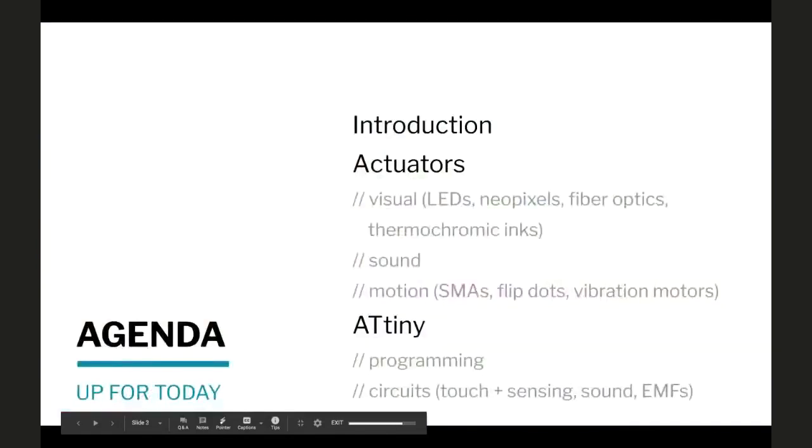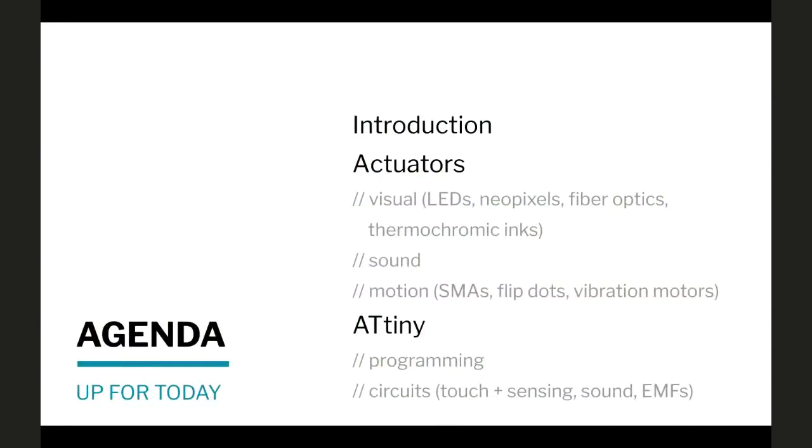We'll go through these different actuators. So we'll kind of group them into visual actuators, actuators being things that do something, sound, motion, and then we'll talk about ATtiny, again, this microchip, about how to program it and different sort of circuits that you can make out of it that you can sort of repurpose for your own projects. And we'll stop along the way at different points for y'all to ask questions if you have any.